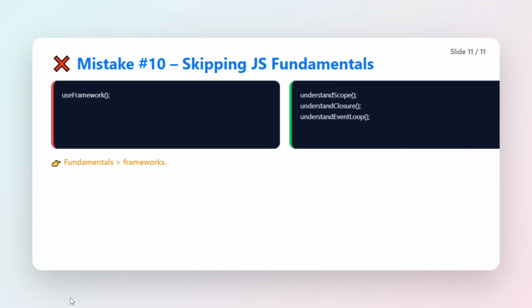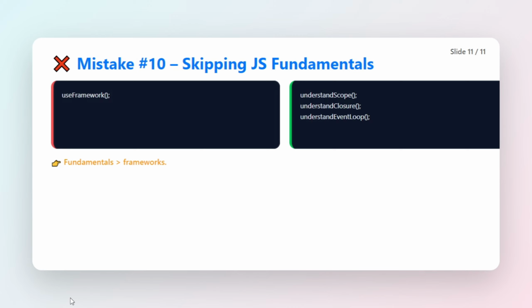Now let's talk about the final mistake. And honestly, this is the one that causes most of the others. Skipping JavaScript fundamentals. Many junior developers rush straight into frameworks. React, Vue, Next, whatever is trending this week. And that makes sense. Frameworks are exciting. Fundamentals are not. Junior developers often think, I'll learn the basics later. But later usually never comes. Instead, they end up memorizing patterns without understanding why they work. The code runs until it doesn't. And when something breaks, everything feels confusing and unpredictable.